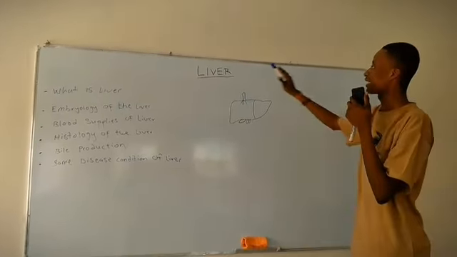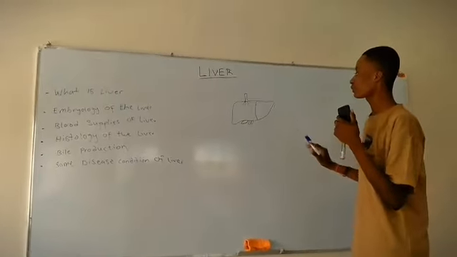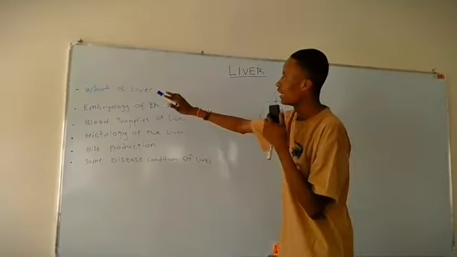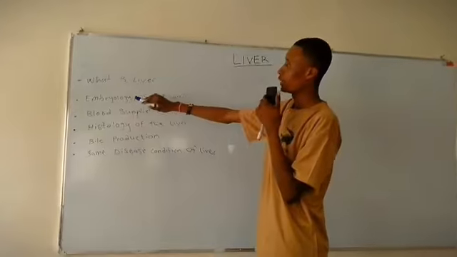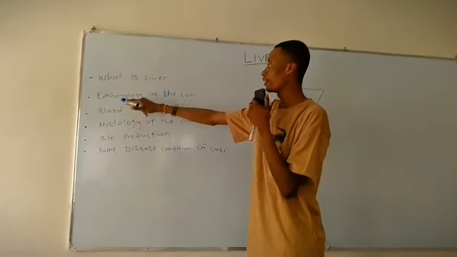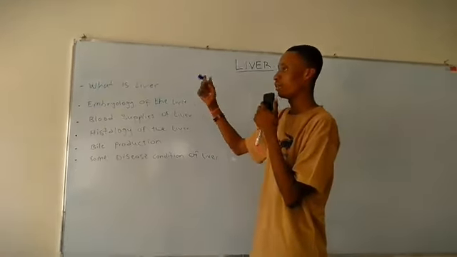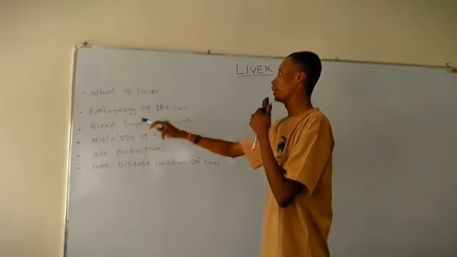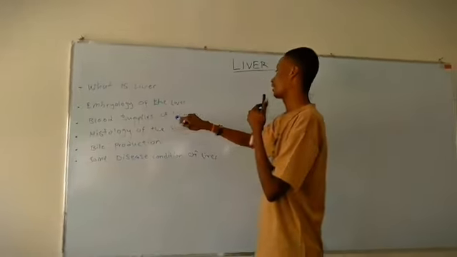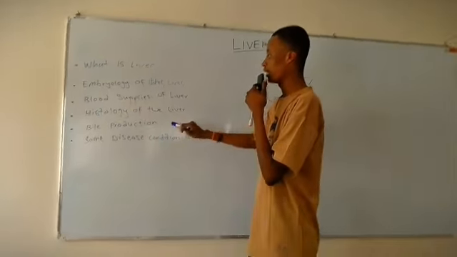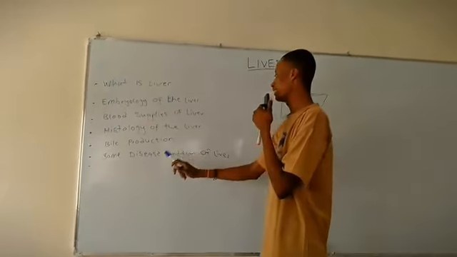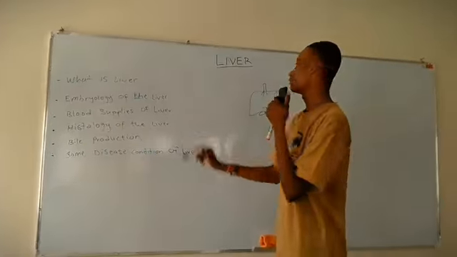So we're gonna be talking about the liver today. We're gonna be looking at what the liver is, the definition of the liver. We're gonna be talking about the embryology of the liver, that is the embryonic development of the liver. We're gonna be talking about the blood supply of the liver, histology of the liver, byproducts of the liver, and some disease conditions of the liver.